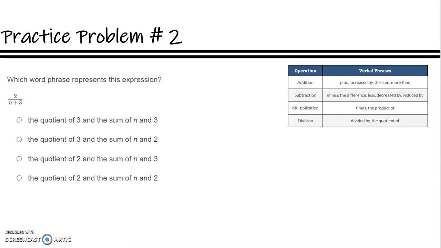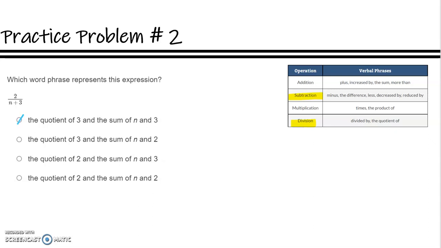Okay, practice problem 2. Which word phrase represents this expression? We have 2 and we're dividing it by n plus 3. So I know that I am finding a quotient, because 2 divided by, that is quotient. So they all have the quotient. Order does matter when it comes to division and subtraction. When you're looking at subtraction or division, you have to pay attention to the order. Because 2 is what we're dividing, 2 should be first. So the quotient of 2.